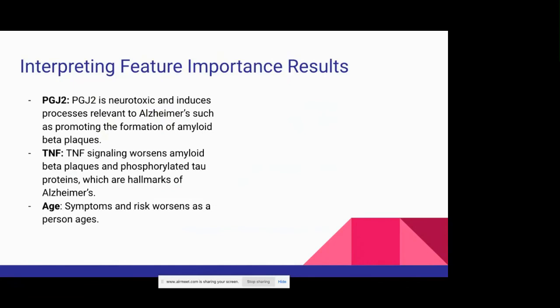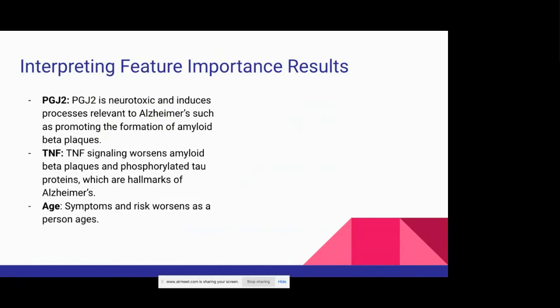Our second most important feature is tumor necrosis factor. This aligns with previous research that shows that tumor necrosis factor signaling worsens the amyloid beta plaques and phosphorylated tau proteins, which are hallmarks of Alzheimer's. So we can see that this protein is also really important for whether a person has Alzheimer's or not, because it's involved in all these inflammatory and neurodegenerative pathways that are pretty important for Alzheimer's.